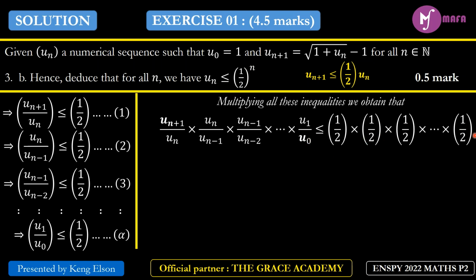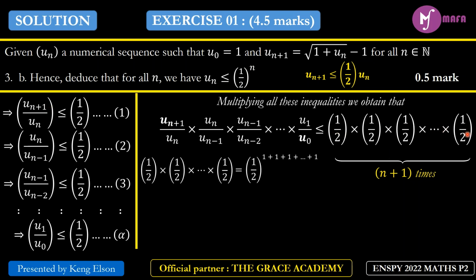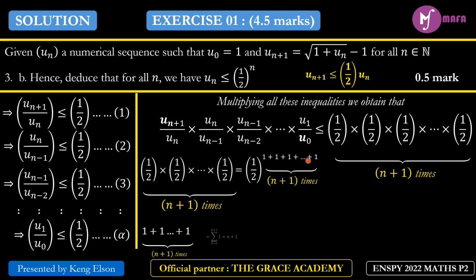Now on the right hand side, we are multiplying halves. How many times? We are doing it n plus 1 times, because we begin from u_0 right up to u_n, we have n plus 1 terms. Or look at it this way, from u_1 to u_{n+1}, there are n plus 1 terms. So we are multiplying half n plus 1 times. And multiplying half n plus 1 times, we use the law of indices. We just need to add the powers. So we have 1 plus 1 plus 1 plus 1, n plus 1 times. If we add 1 n plus 1 times, we simply have n plus 1.